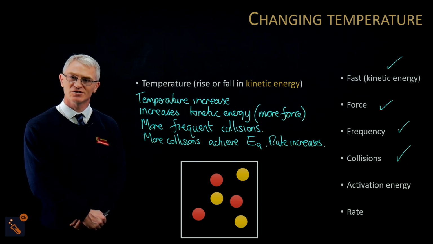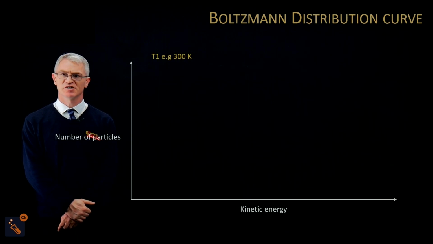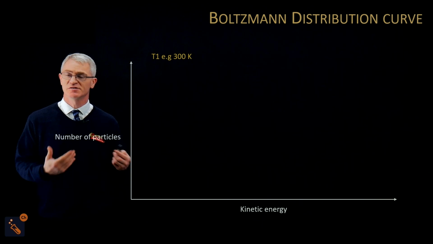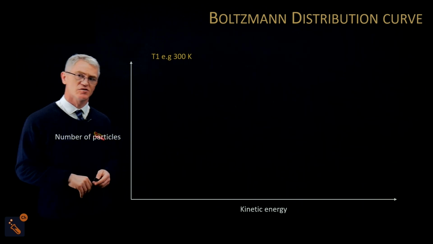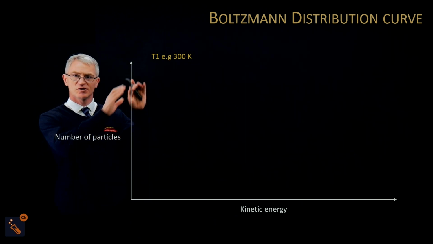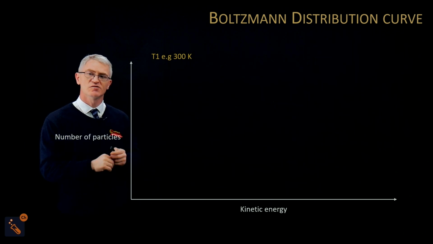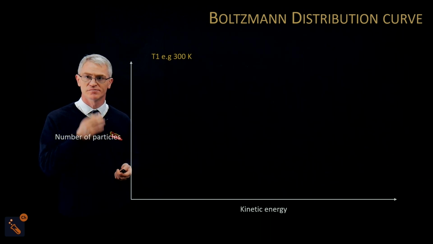We're now going to go on to the Boltzmann distribution curve, which is also known as the Maxwell Boltzmann distribution curve. It is the number of particles on our y-axis with the kinetic energy of the particles along the bottom. We're going to plot it at T1, temperature 1, which we're going to say is around 300, but the temperature doesn't really matter that much.